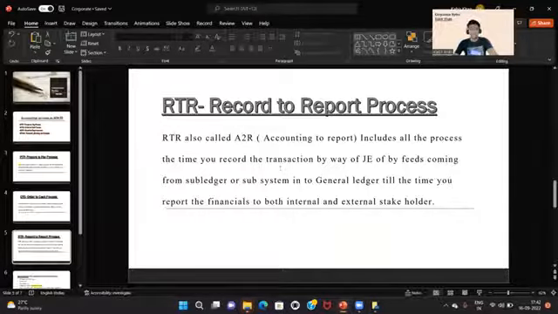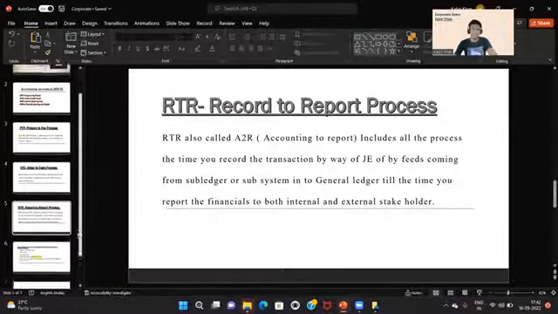And record to report process starts the time we record the journal entries. It's not only about the recording of the journal entries, but it also involves the reporting of the financial statements to both the internal and the external stakeholders. So internal stakeholders is the management, we can say just as an example, and external we can say the shareholders or whoever the outside third party who invested in the firm. So we can consider them as external stakeholders.